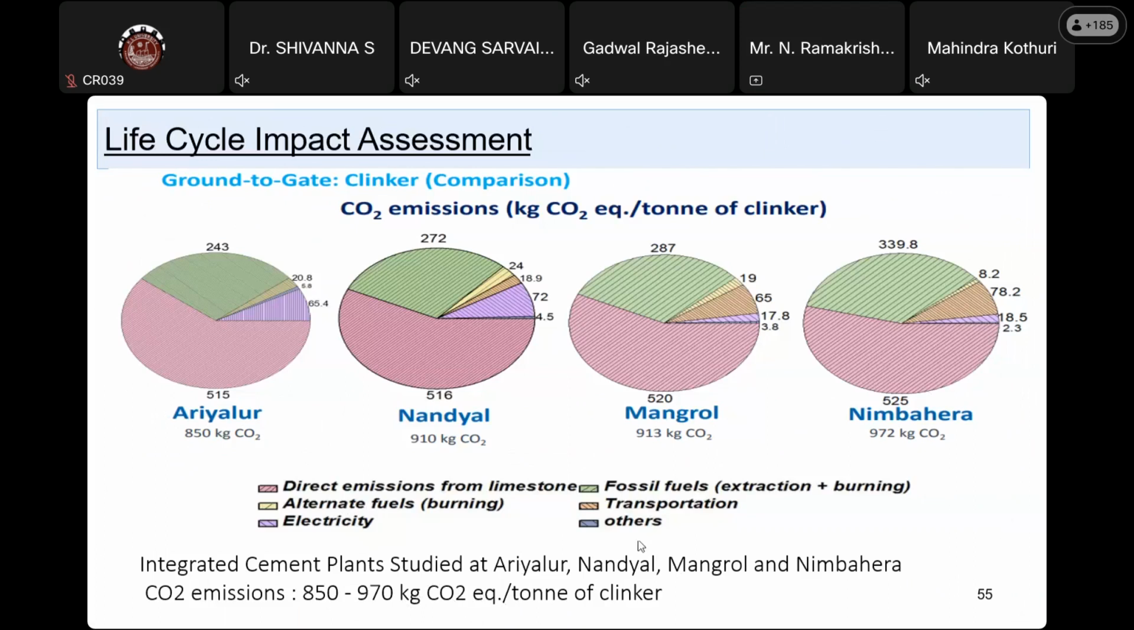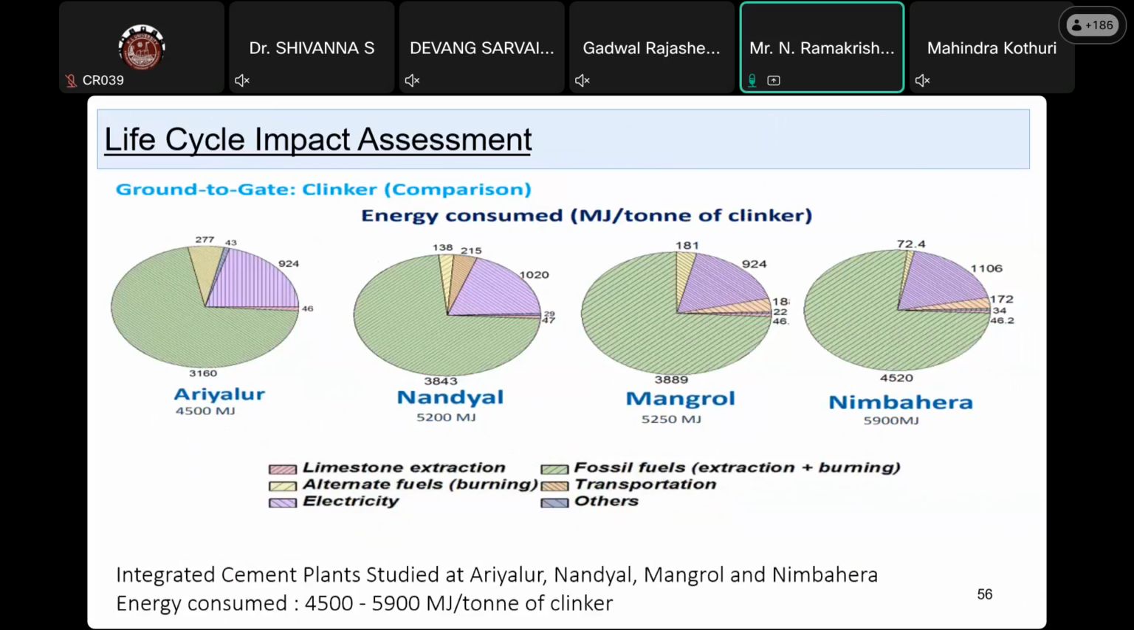So after clinker, you need to go for energy consumed. Earlier one was CO2 emission. This one is energy consumed, right? So here also you can see the pie chart for the four different plants, and this energy consumed is showing between 4,500 and the maximum, with Ariyalur being the minimum. Clinker energy consumed and clinker CO2 produced are for the same plants. You can see the minimum and maximum values.